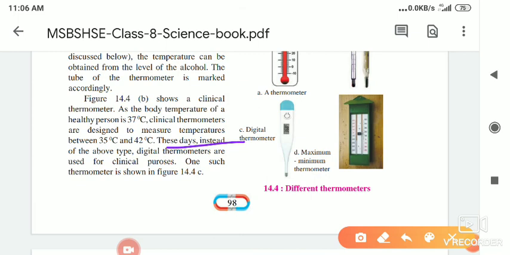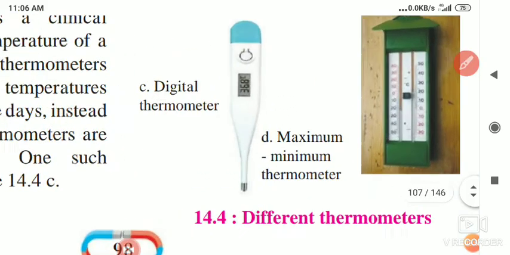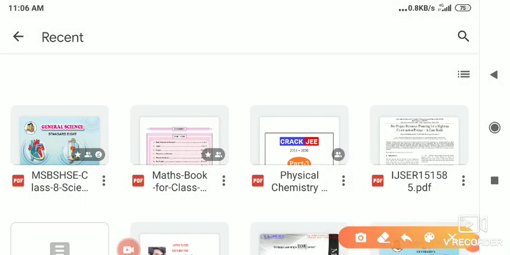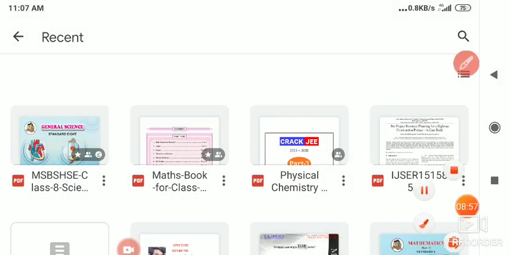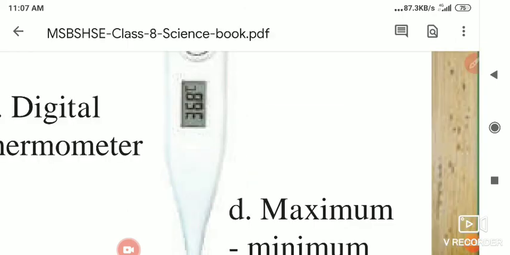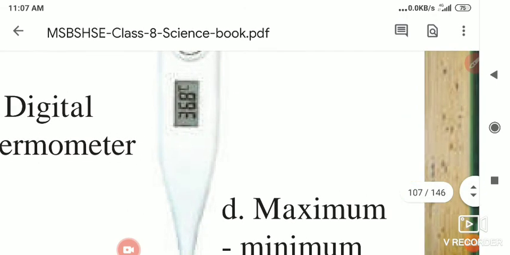Now these days, instead of the above type, it has been replaced by the digital thermometer. You just put it, it's not necessary to read the reading. Instead, all the readings come inside this. If you see here digitally, you can understand how much temperature you have by using these readings. So here 36.8 is given.